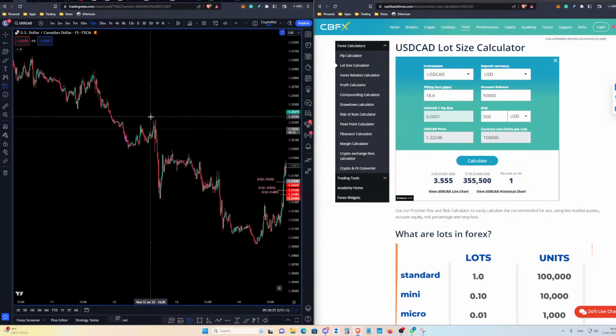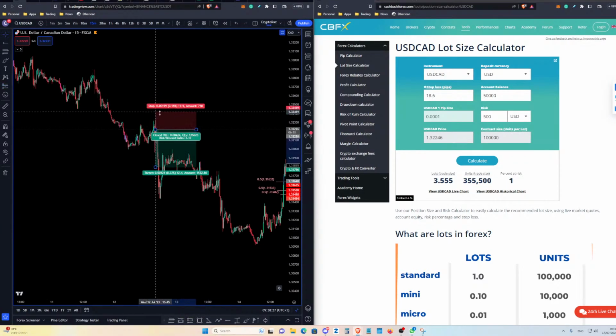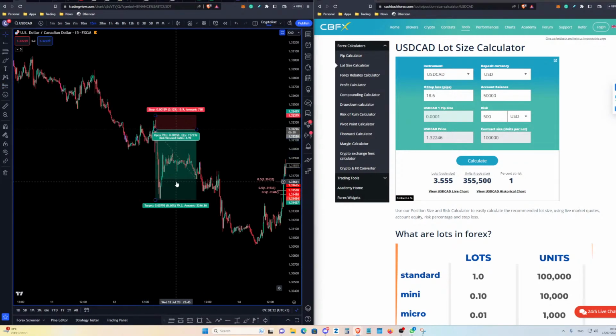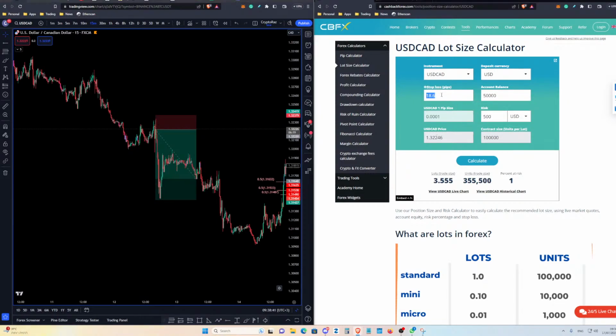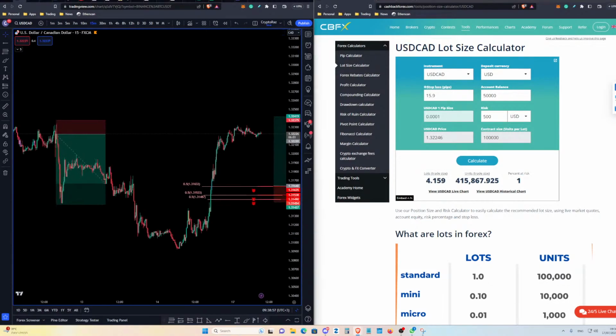Okay, I want to go short right here. So I will put my stop loss above the structure and will aim for this target, let's just say. So what's the distance from my entry to the stop loss? It is 15.9. I still want to lose $500 if it hits my stop, but what I'm changing is the pips from the stop. So now it says, go ahead and trade with 4.159 lot sizes. Okay, so perfect.